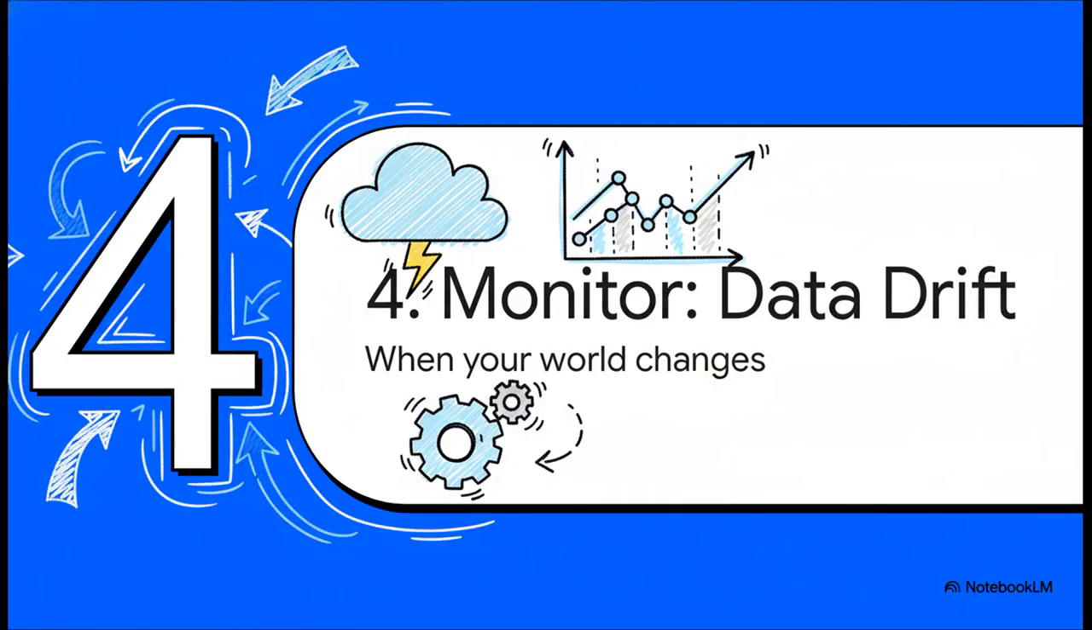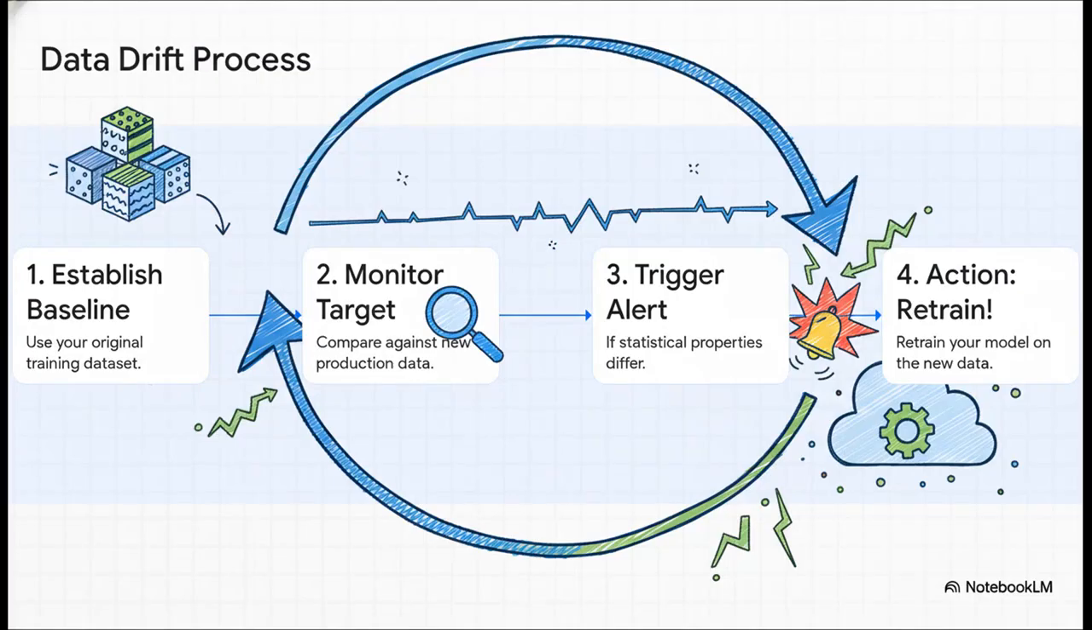Okay, so the model's trained, it's deployed, our job is done, right? Well, not so fast. The real world is constantly changing, and that means your data changes too. This is called data drift, and it's a critical concept for making sure your model stays accurate over time. So, how do you catch this drift?